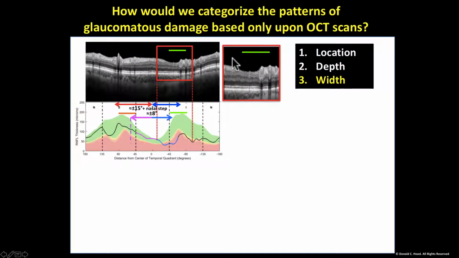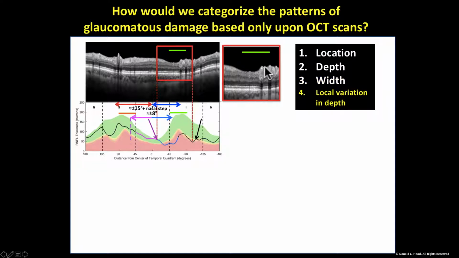Once again, this damage here includes the same location we were looking at a moment ago, but now the damage probably extends from here, close to fixation, all the way to here. Right? Or from here, all the way to here someplace. And then finally, local variation. So not only does it vary where it's occurring, but how deep it's occurring and how wide it is, but also local variation.